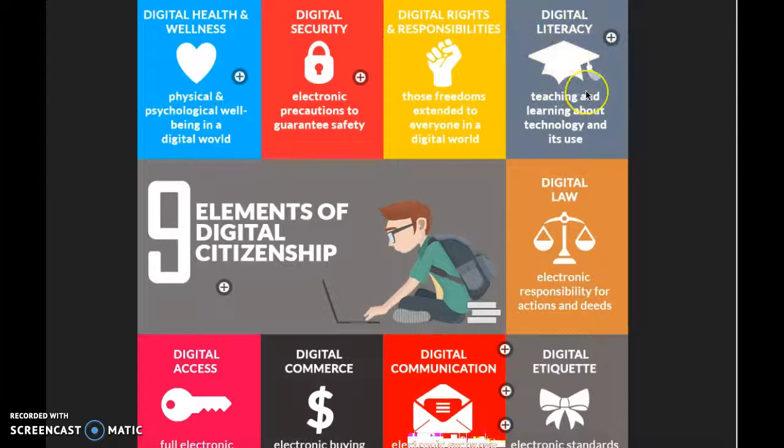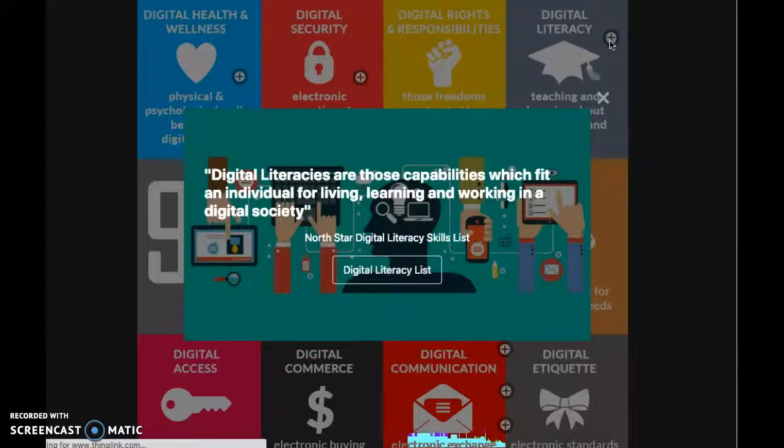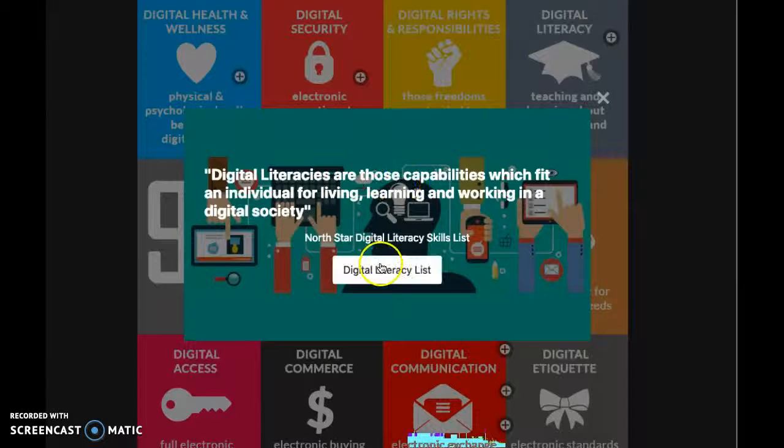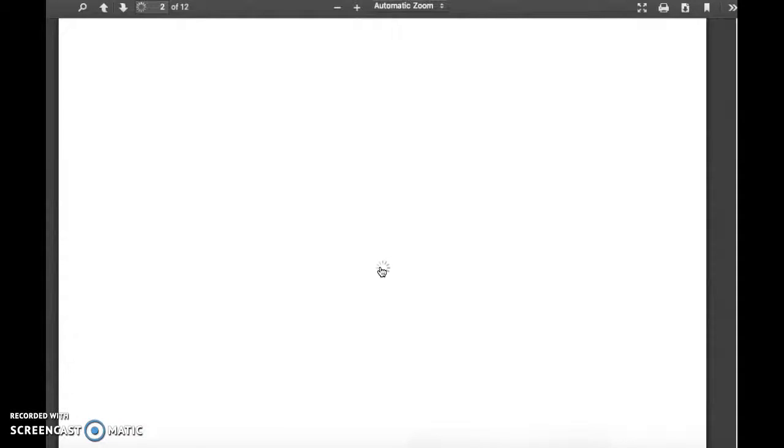Again, digital literacy is more about how do you have the skills to interact using digital tools or resources online. So this resource is from North Star Digital Literacy Skills, and it's just a list of different capabilities that might be important skills to know to thrive in a digital environment. So the quote I have is, digital literacies are those capabilities which fit an individual for living, learning, and working in the workplace, digital society.